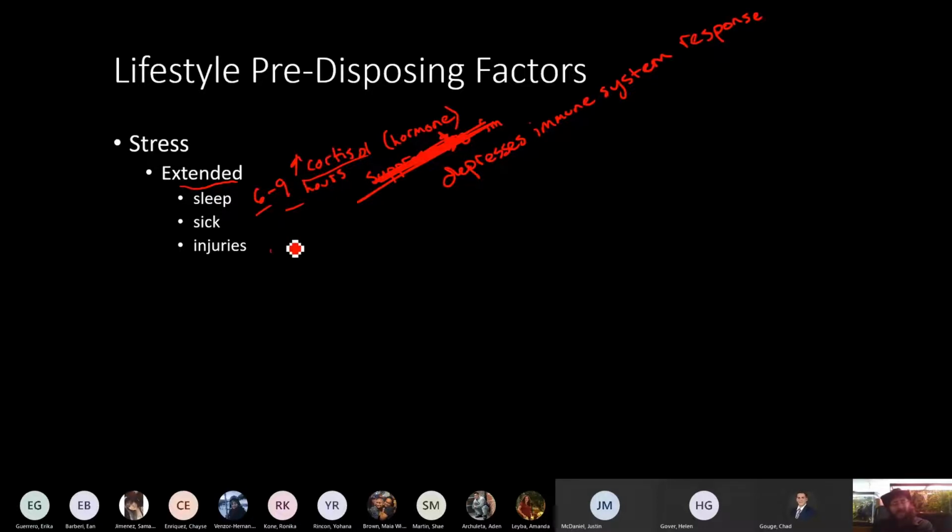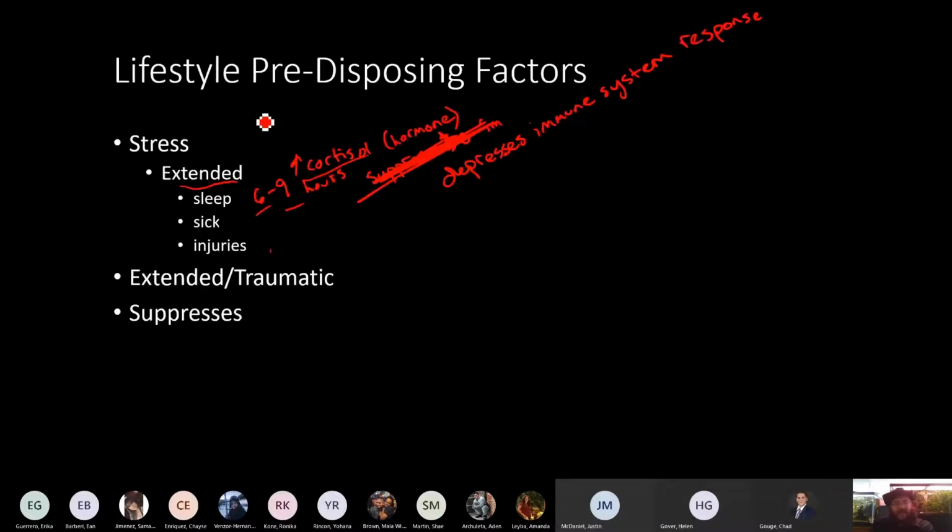We'll talk about this a little bit in the lecture, but your immune system actually has some heavy-duty anti-cancer effects. So when you depress your immune system response, that's one of the main reasons why extended stress leads to an increased risk of cancer, because your immune system has a decreased ability to handle cancer. So extended exposure to physical stress or mental stress, like trauma, suppresses immune system. There we go. So that is the lifestyle predisposing factors.